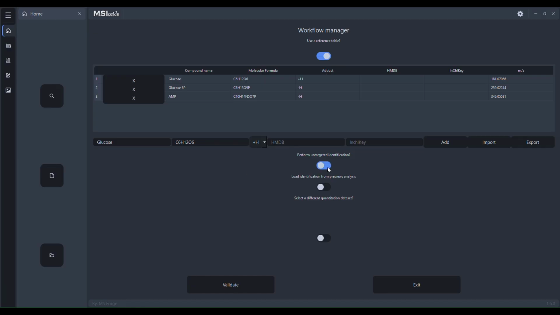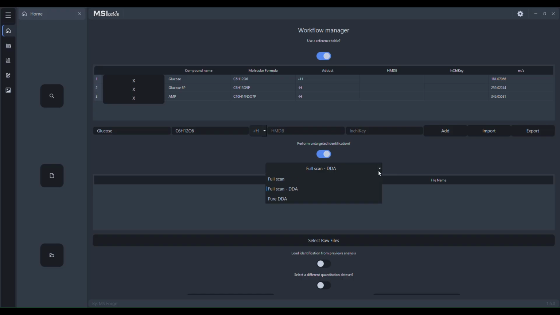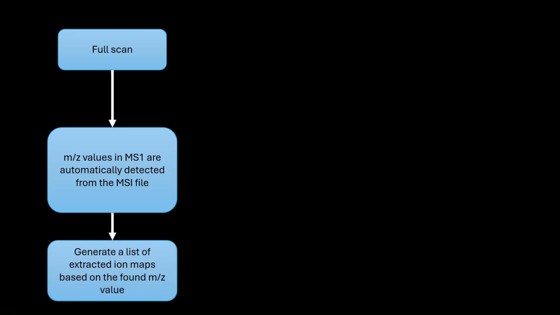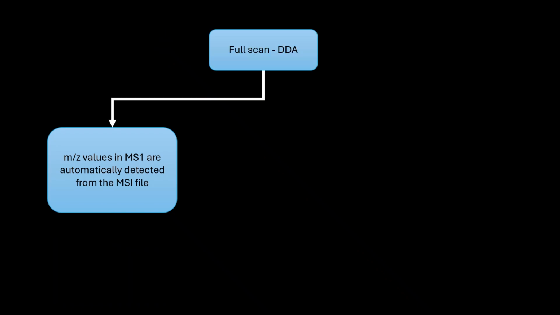When this option is selected, 3 different modalities are available named Full Scan, Full Scan DDA and Pure DDA. The Full Scan option automatically detects MZ values in the mass spectrometry experiment and generates extracted ion maps for all detected values. The Full Scan with DDA mode can be used for MSI experiments that also include MS2 spectra.